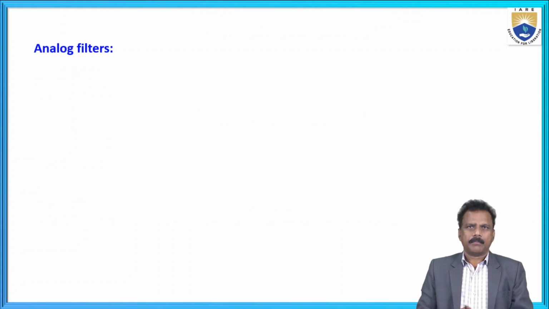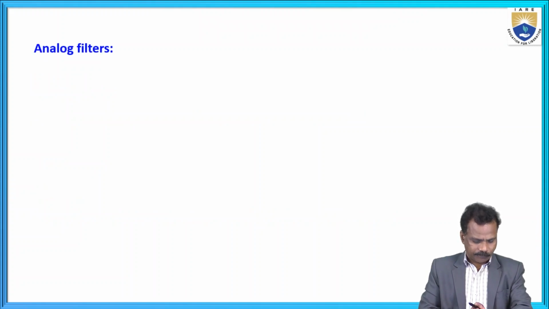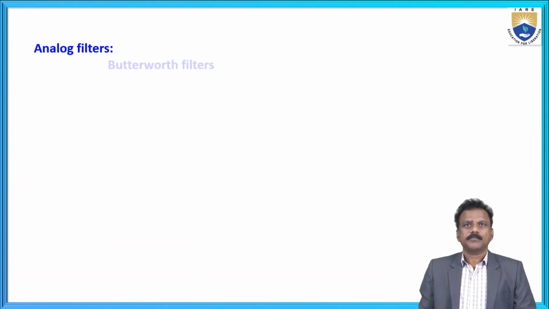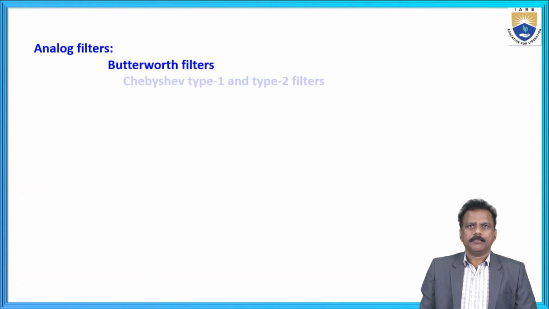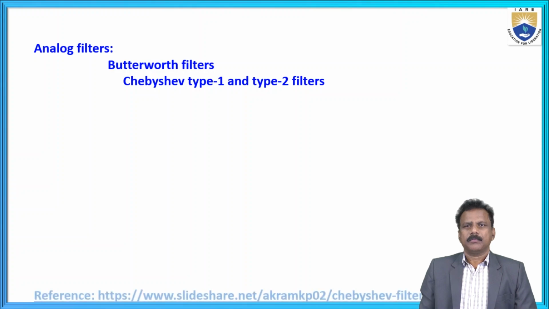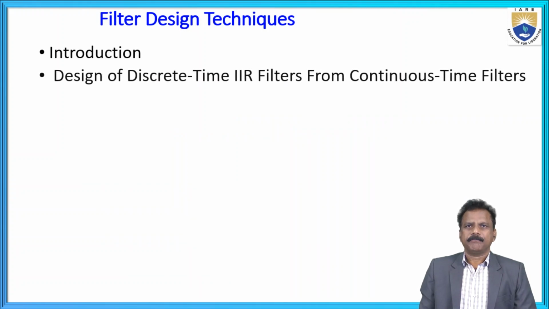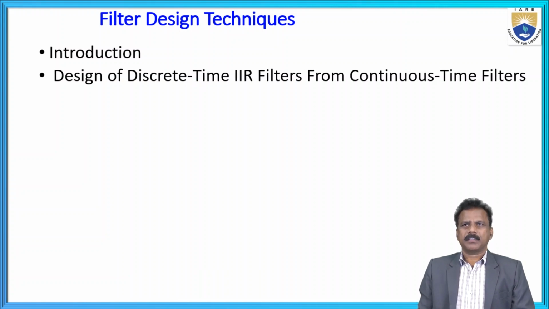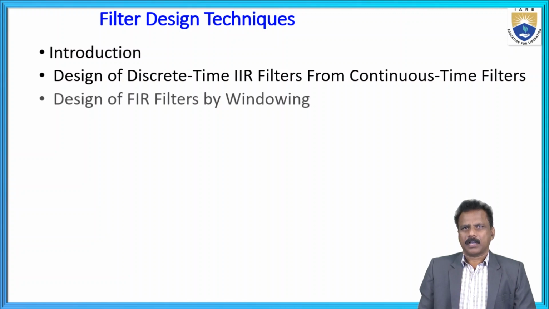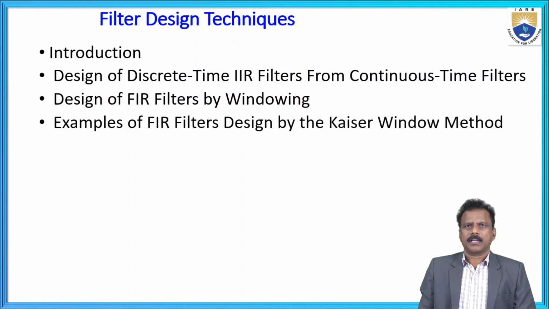Okay, so now coming to the analog filters. Butterworth filters we already know, then the Chebyshev type 1 and Chebyshev type 2. This filter design technique is involved in the design of discrete time IIR filters from continuous time filters. The other aspect is the design of FIR filters by windowing, that we will see in an example of FIR filter design by Kaiser and so on.